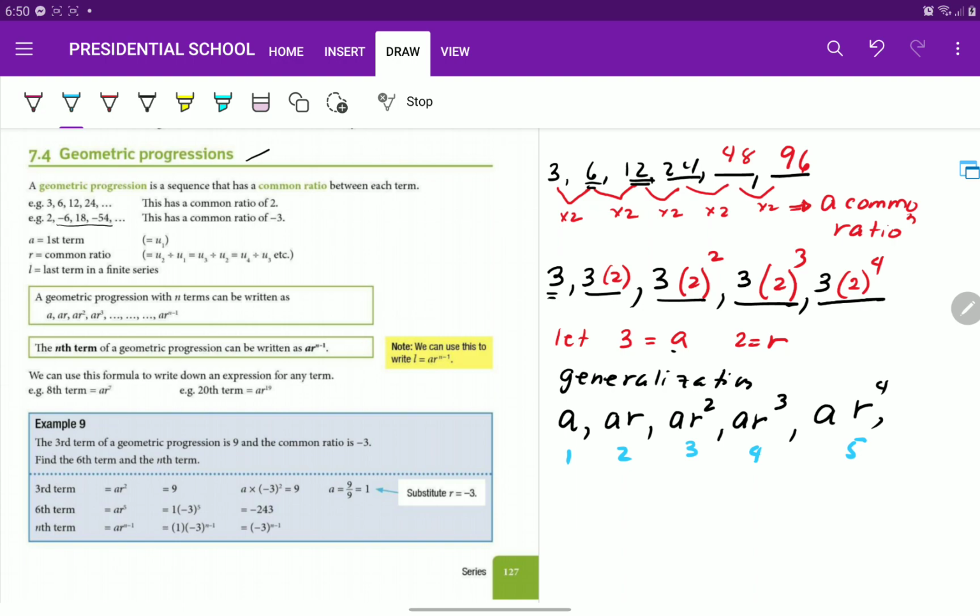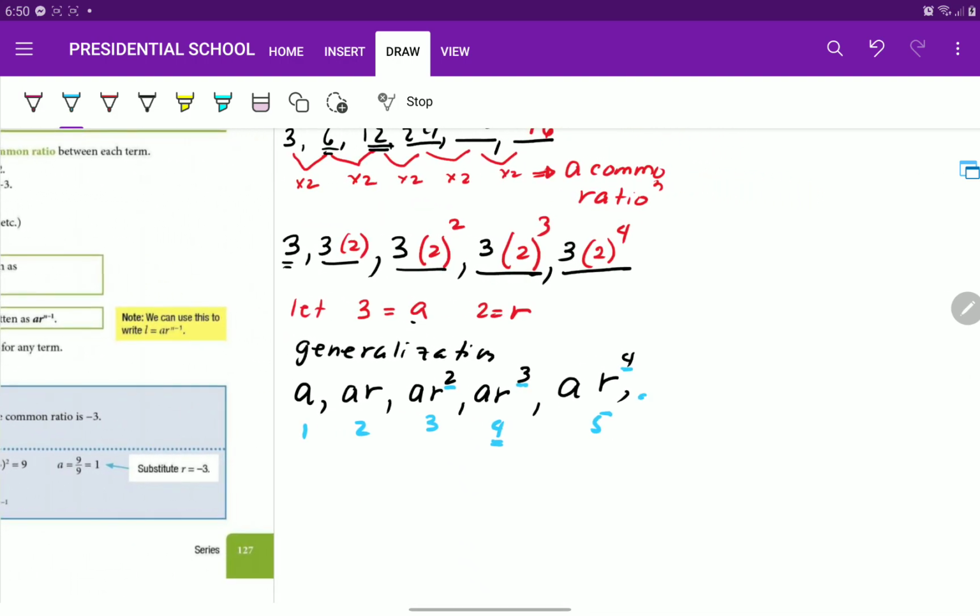Please take a look that the position of the term is just 1 more than the power. Look at that. 4 minus 1 is 3. 3 minus 1 is 2. 5 minus 1 is 4.